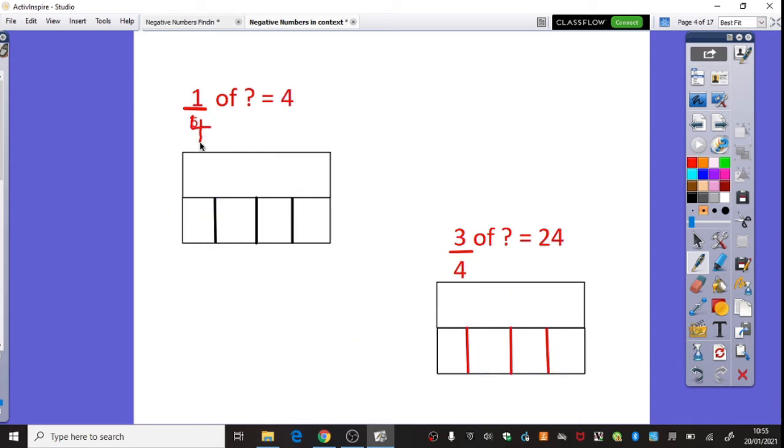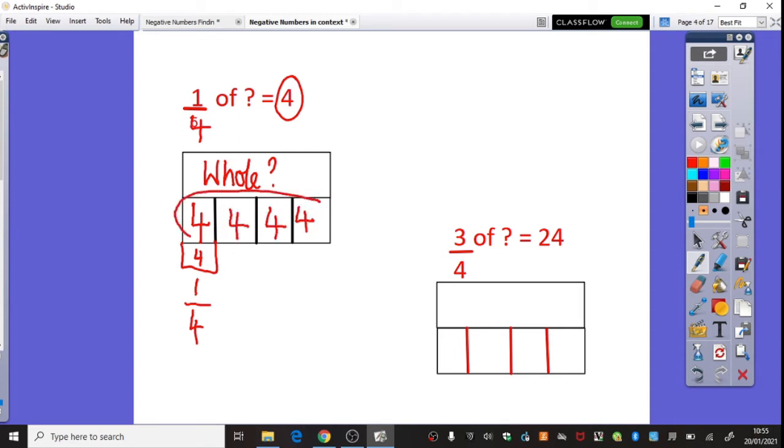Now let's have a look at this one. So 1/4 of something is equal to 4. So we're unsure of what our whole is at the moment, but we know that 1/4 is equal to 4. Therefore, all the other quarters are also equal to 4. So in order to find the whole, we need to do 4 multiplied by 4, which gives us a total of 16. So our whole is equal to 16.